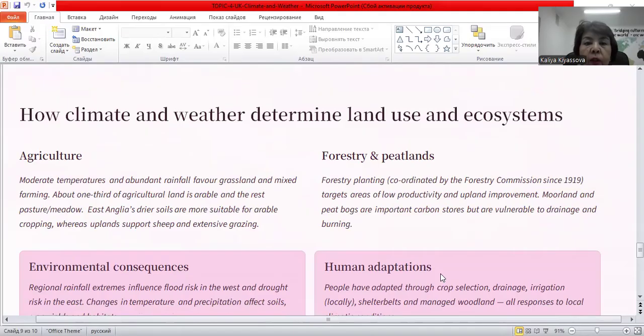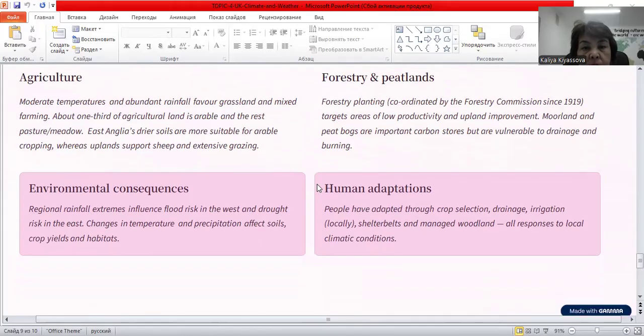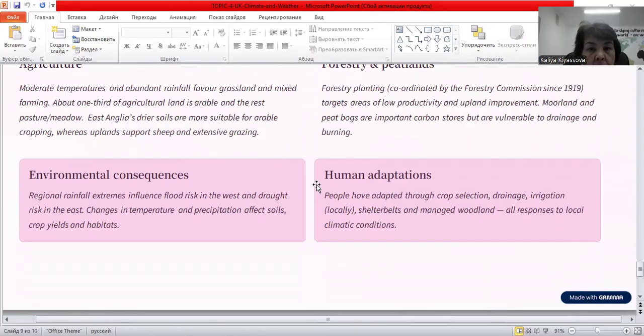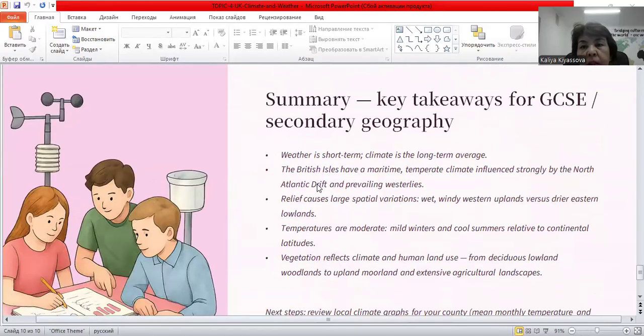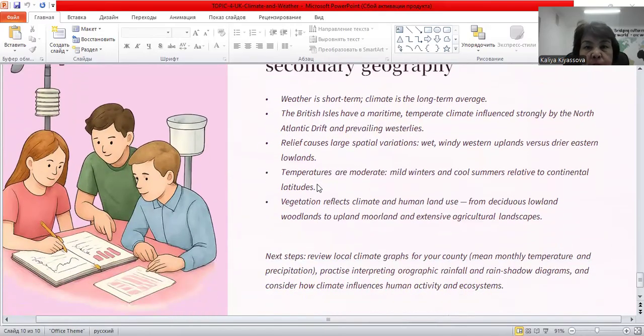Okay, how climate and weather determine land use and ecosystems. First, we discuss agriculture and forestry, peatlands, environmental consequences, and human adaptations. You may read here and let's compare each chapter between them. Okay, so the summary and key takeaways for the geography of Great Britain.